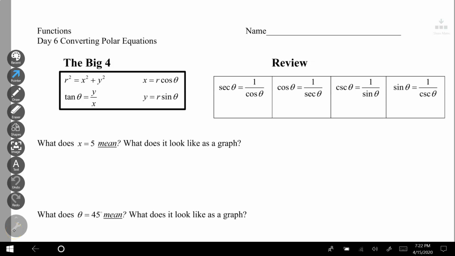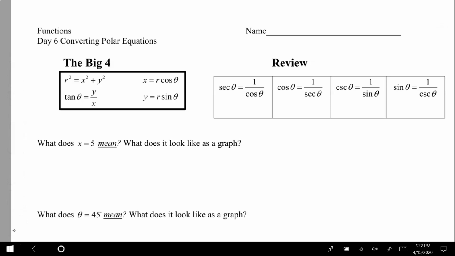Hello, welcome to day 6, converting polar equations. Today we're going to be looking at polar equations and converting into Cartesian equations. Polar equations have r's and thetas. Cartesian or rectangular have x's and y's, or we might do vice versa.